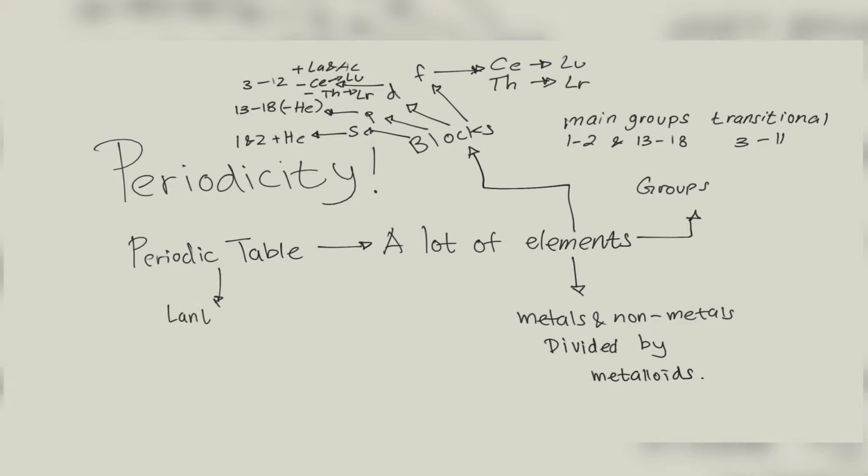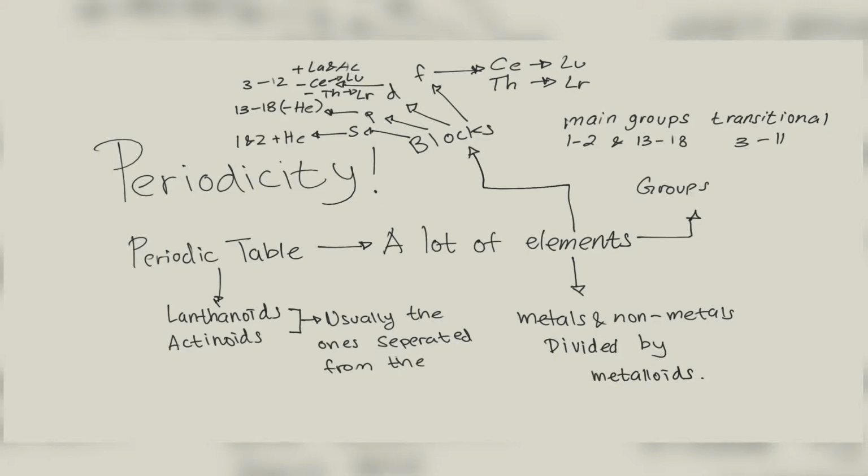The periodic table is also consisted of lanthanoids and actinoids. They are usually the two tables that are separated from the main periodic table. They are man-made elements. Now, of course, they are between group 3 and 12. Lanthanoids are La to Lu. Actinoids are Ac to Lr.